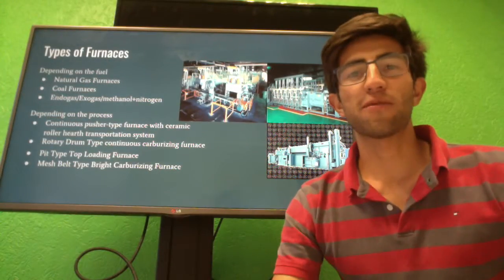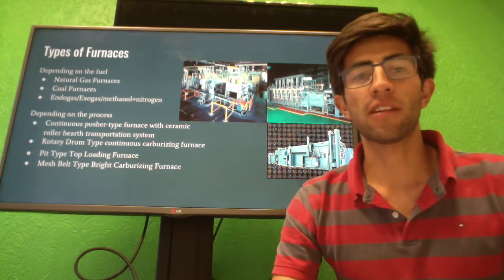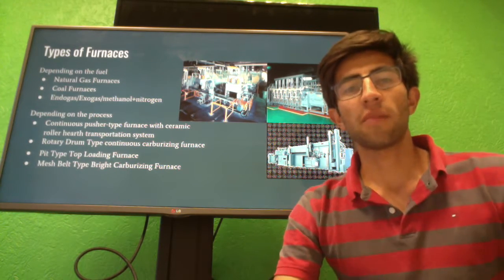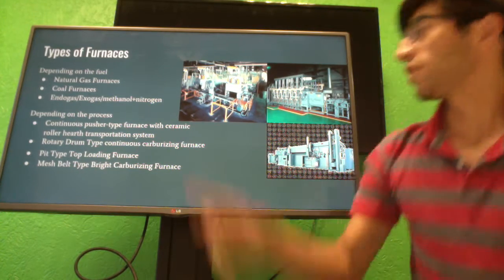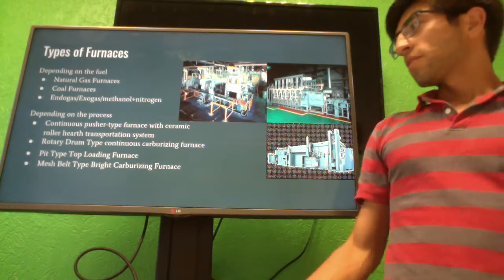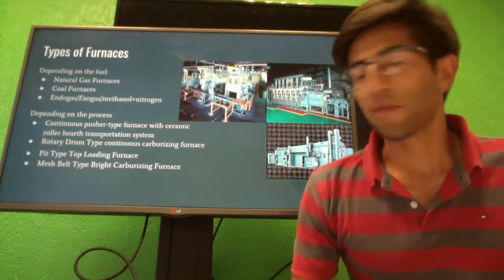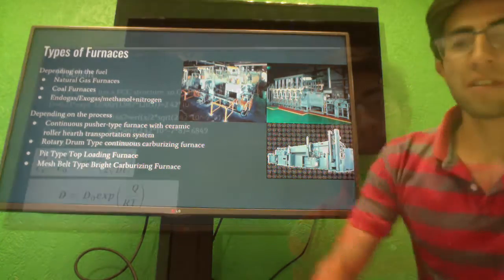There are many types of furnace. Depending on the field, it can be a natural gas furnace, cold furnace, and endogas or exogas furnace. And depending on the process, it can be a continuous pressure type furnace with ceramic roller hard transportation system, rotary drum type continuous carburizing furnace, PT type top loading furnace, and mesh belt type bright carburizing furnace.